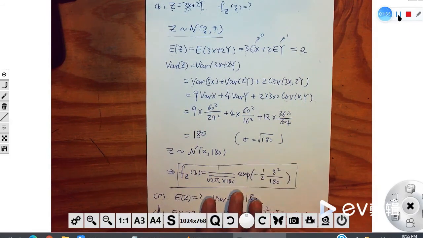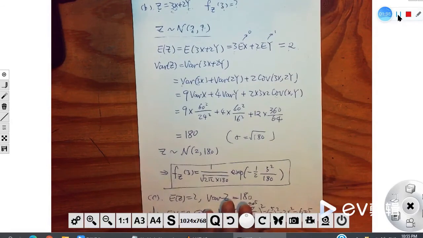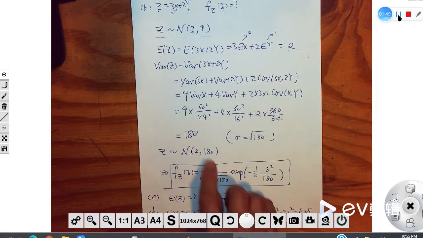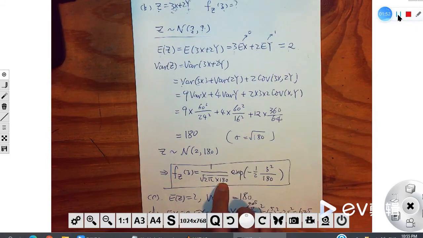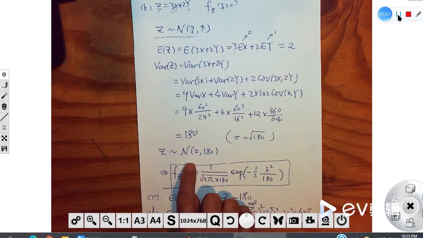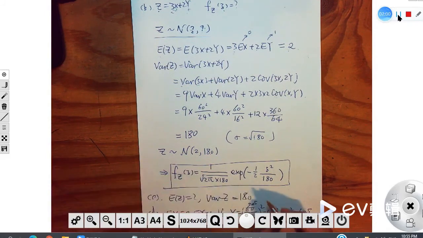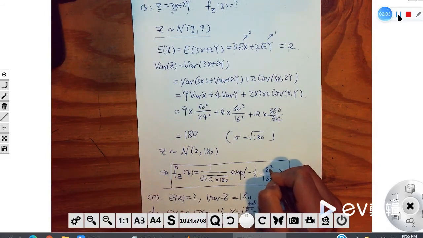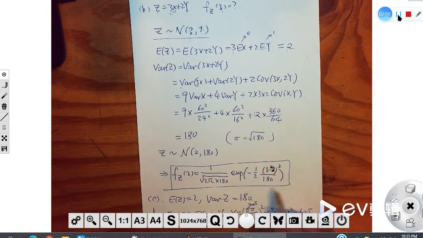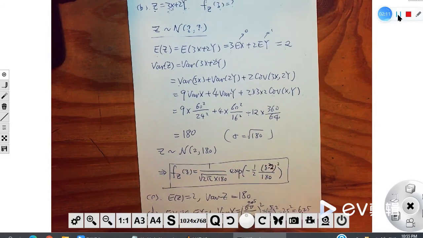And we can have the density function, the PDF, probability density function, because you know mu and sigma, so just plug in. Here is sigma square, right? You know sigma. Here is sigma square, and here should be Z minus mu. Now mu is, I lost 2. Yeah, correct. This is Z minus 2, square. Yeah, Z minus 2 square over 180. Alright, then this is part B.